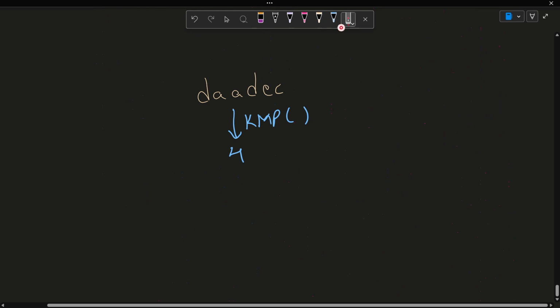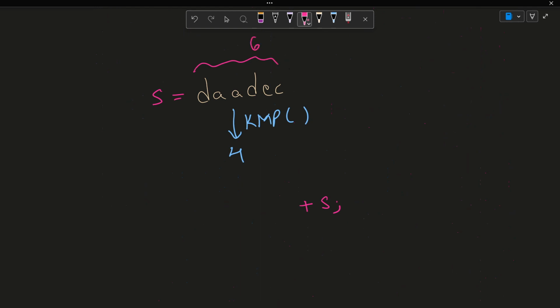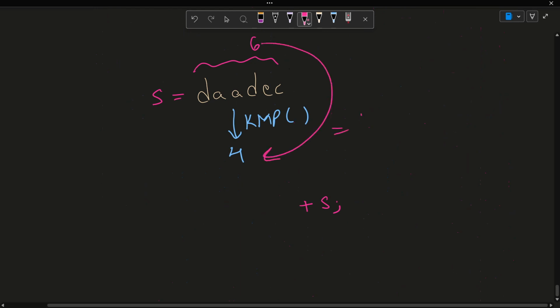Now what I'll do is I'll keep the string as it is. Let's call this string s. I'll keep this s as it is, and I'll try to concatenate with it. The length of the string here is 6, so 6 minus 4 is equal to 2. And what I'll do is I'll reverse s and then take the first two elements of this.